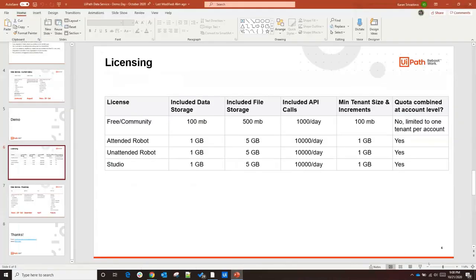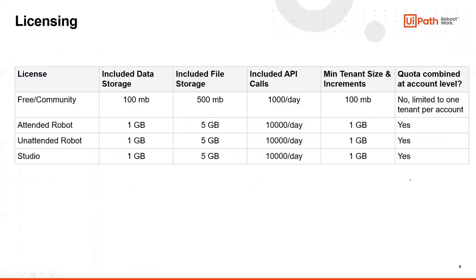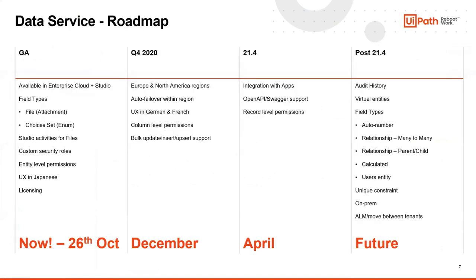So that's all about licensing. To give us a peek into what we have planned, I'd hand it back to Ankit for the roadmap. Thanks, Karan. As Karan covered licensing and choice sets, that's our entire scope for GA, which we saw right now: all the activities, the security roles, the entity level permissions, Japanese language, and licensing.